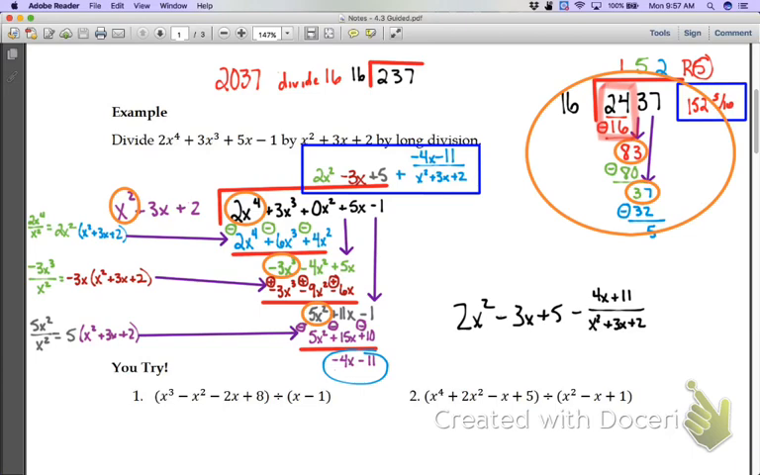You can't forget a placeholder if you need one. If you don't need one, you don't need one. But if you're missing a placeholder, like where it says you try on number 1, there's no placeholder, you're just going to start with what you have and go from there. Whereas on number 2, you don't have an x to the third, so you're going to have a placeholder in there. So pay attention to whether you need a placeholder or not.